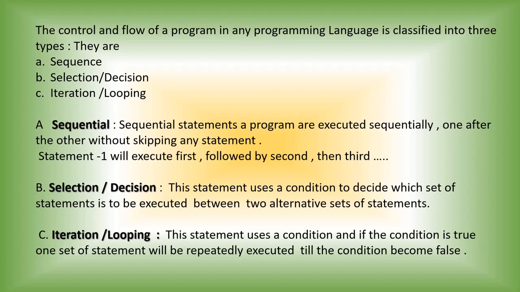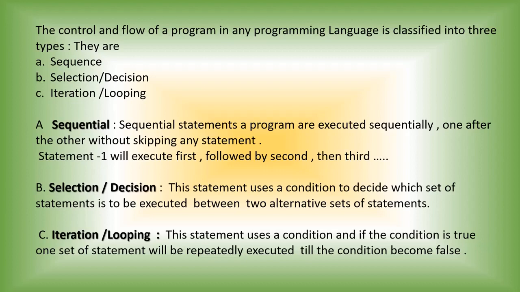One is sequence. Second one is selection statement, or selection or decision. Third one is iteration or looping. There are three different types of program control flow: one is sequence, second one is selection, and the third one is iteration.